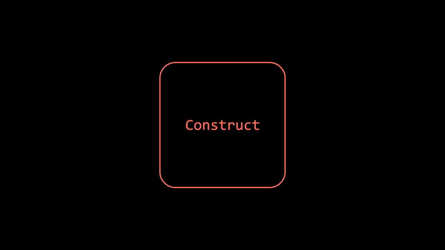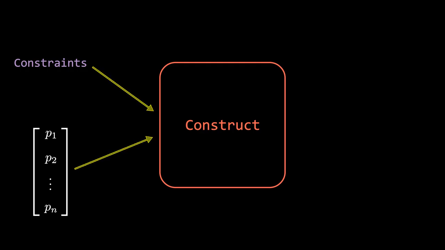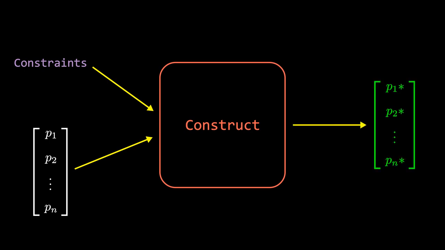Imagine a mathematical construct, a black box. We feed this box 2 key inputs, constraints about our probabilities, and a probability vector. What it provides as an output is the least biased probability distribution in the form of another vector.